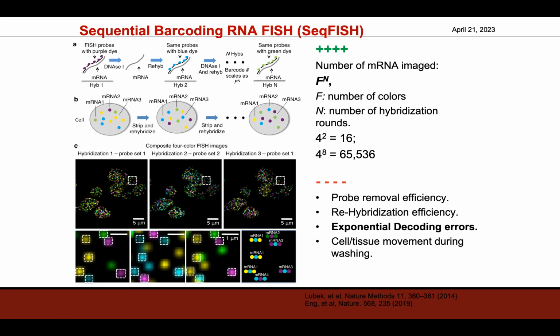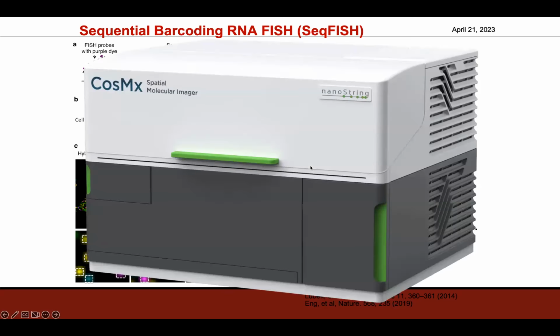The most important issue is that this hybridization will basically take overnight. And in that way, if you want to do 8 cycles of hybridization, that will take more than 1 week of your imaging. So technically, there will be a lot of challenges. But this technique has been commercialized by NanoString as the CosMx platform, which is commercially available right now. So I think the company has solved many technical issues.